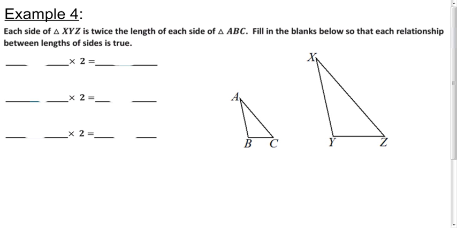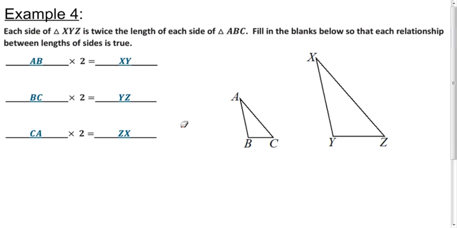Okay, so here is one where we have a correspondence, but not a congruence. But we can still talk about how the sides relate to each other. Each side here is double the length of the corresponding side in the smaller triangle on the left. How can we fill in the blanks there? For example, if we take length AB and double it, what do we get? We get XY. See if you can fill in the other blanks there. Hopefully you got BC and YZ, and CA and ZX.